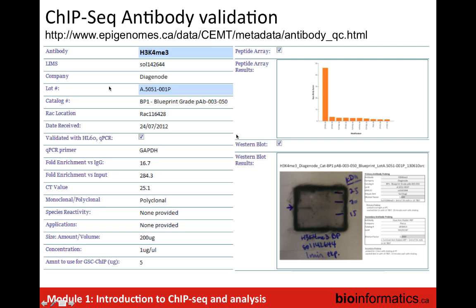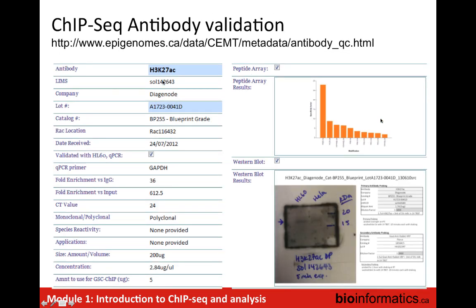H3K4 trimethylation turns out to be probably one of the most well-behaved antibodies. Each one of these is a different peptide, so you can see the highest affinity is with K4, but we also see some cross-reactivity. This antibody, K27 acetylation, is one of the worst behaved antibodies. It's very difficult to get a highly specific antibody against H3K27 acetylation, and these are the off-target effects shown here.